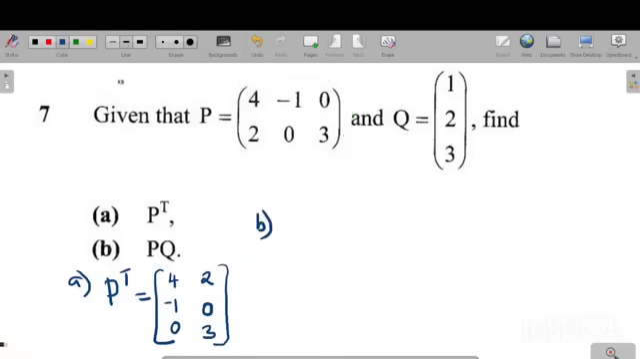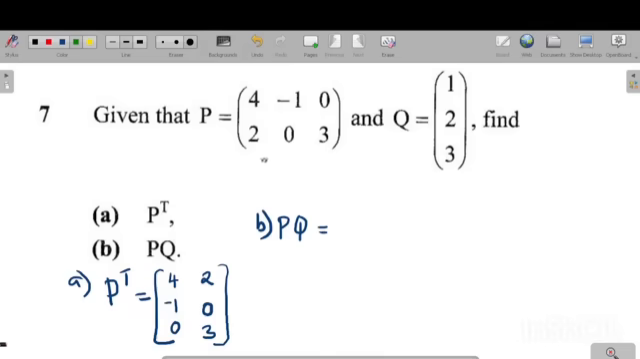Part B, they want you to find PQ. Okay, what does it mean, PQ? It means that you need to multiply the matrices P and Q. Before you carry on with your multiplication, there are things that you are supposed to consider, because sometimes multiplication in matrices does not exist. So first of all, you need to test if multiplication of these two matrices exists.